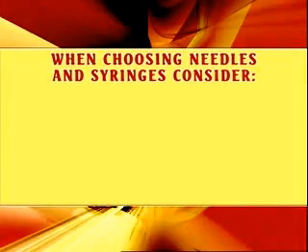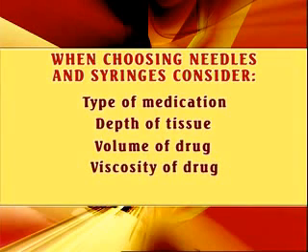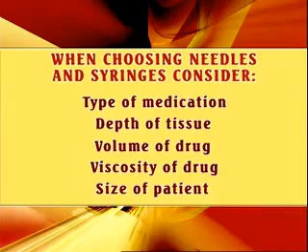When choosing needles and syringes, the type of medication, depth of tissue, volume of the drug, viscosity of the drug, and the size of the patient should be considered, as all of these factors affect patient comfort during and after the injection. In some cases, the medication to be injected may be provided as part of a pre-filled syringe or packaged injection set. In these cases, the depth of the injection may need to be adjusted, depending on the needle length provided. Also, safe handling of the needle and proper disposal of the needle and syringe after injection are important to prevent needle stick injuries and transmission of blood-borne pathogens.